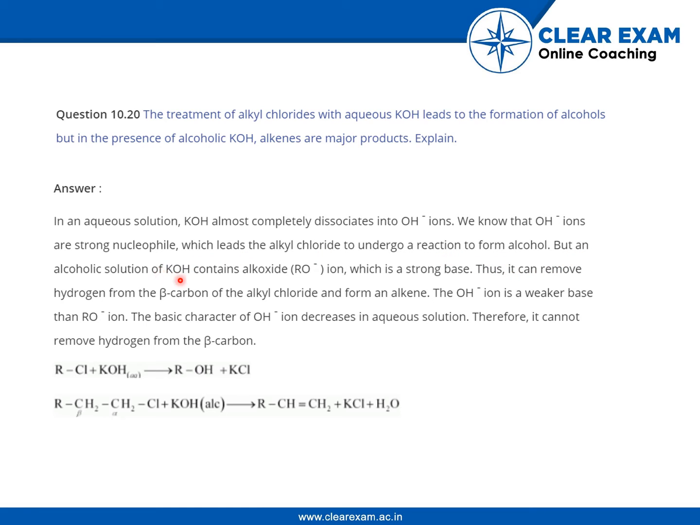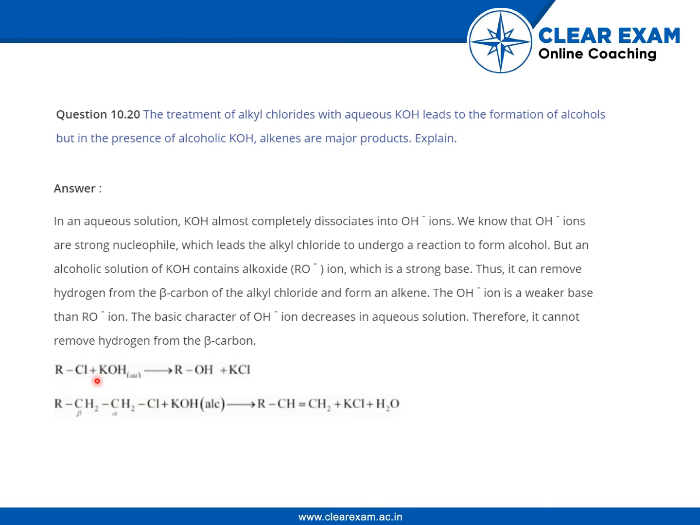But an alcoholic solution of KOH contains alkoxide, which is the RO- ion, a strong base. Thus, it can remove hydrogen from the beta carbon of the alkyl chloride and form an alkene. The OH- is a weaker base than the RO- ion. The basic character of OH- decreases in aqueous solution, therefore it cannot remove hydrogen from the beta carbon.